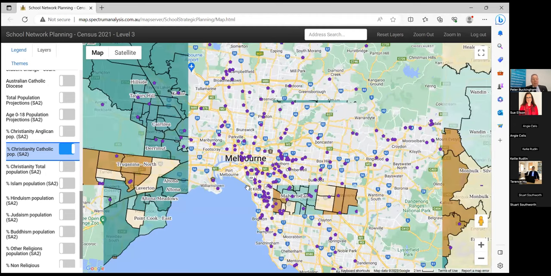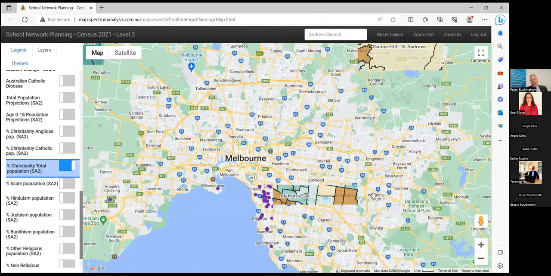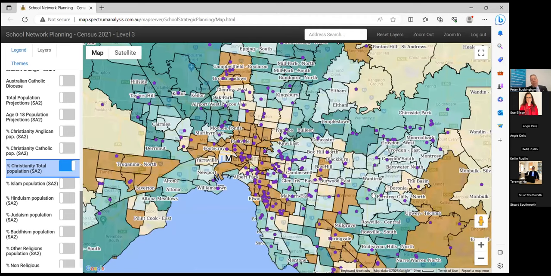What we've done here, though, is we've created another layer called Total Christianity, just as a way of adding together the Catholic, the Anglican, the Lutheran, everyone who wants to put their hand up that way. Just because we now are dealing quite a lot with Christian schools, and Christian schools obviously will take whoever wishes to come, but following the religious faith.